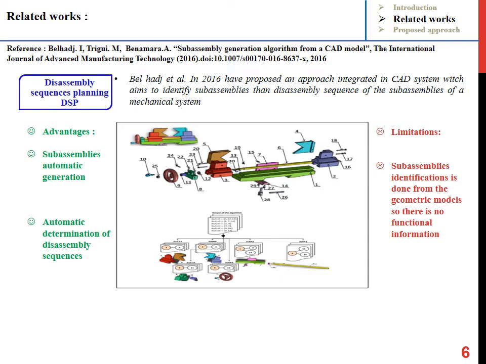Let's move on to another work where Belhaj have proposed an approach integrated in a CAD system which aims to identify subassemblies, then the disassembly sequence of the subassemblies of a mechanical system. The subassemblies are automatically generated to identify disassembly sequences. However, the subassemblies identification is done from the geometric models, so there is no functional information.